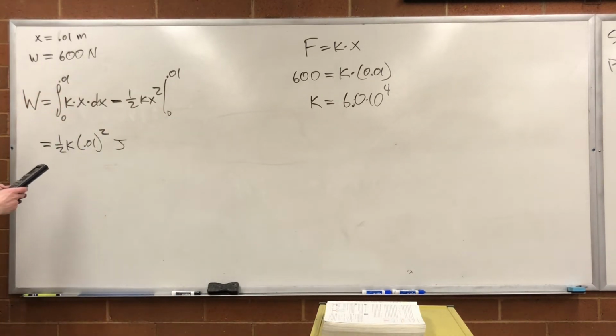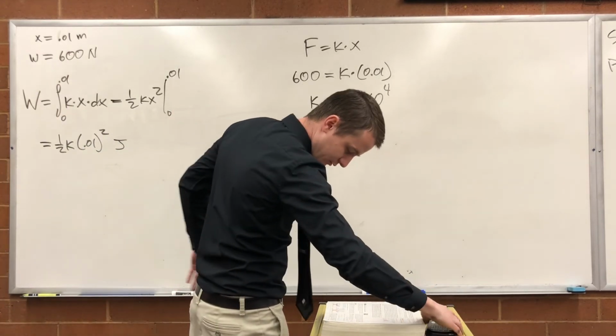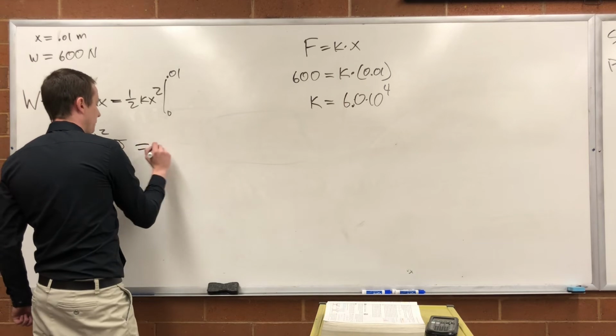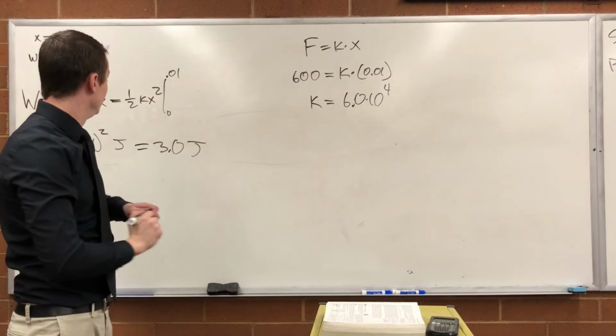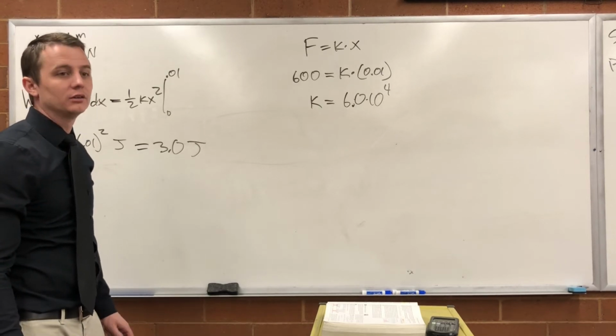So we have 0.5 times 60,000 times 0.01 squared. 3.0. Nice. 3.0 joules. That's the amount of work she put into compressing that spring.